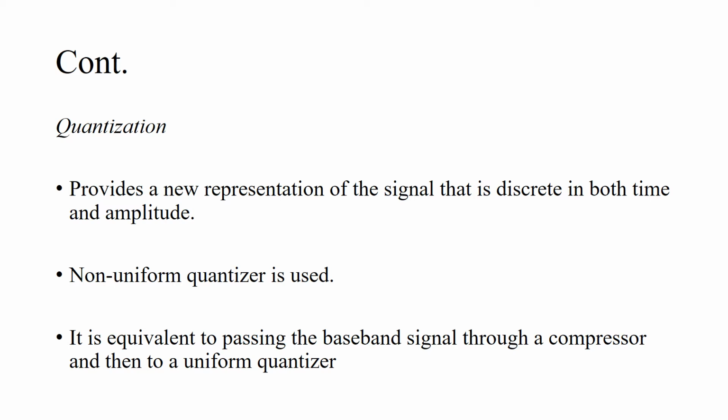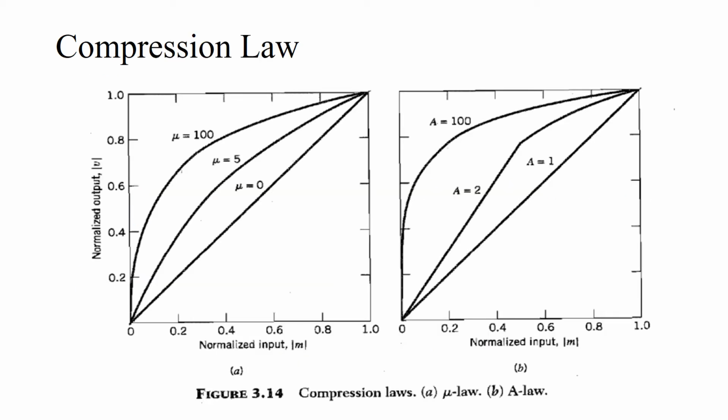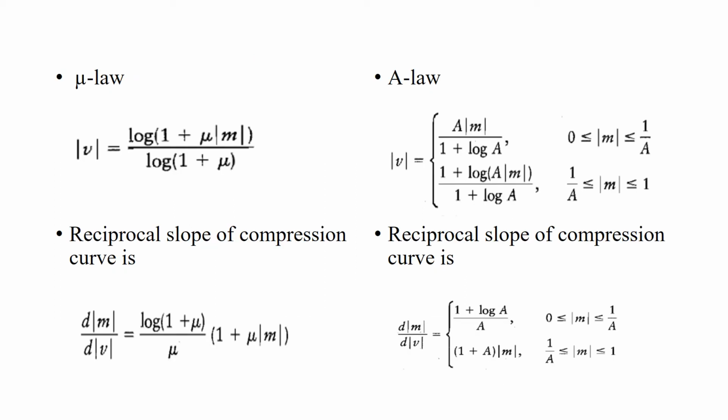And here a particular form of compression law is used for this compression, and that law is the mu law, which is defined by... Before telling about the law, let me show you these two diagrams. The first one is the plot for the mu law and the second one is the plot for the A law, which we'll be discussing after the mu law. So the mu law is defined by |v| = log(1 + mu|m|) / log(1 + mu).